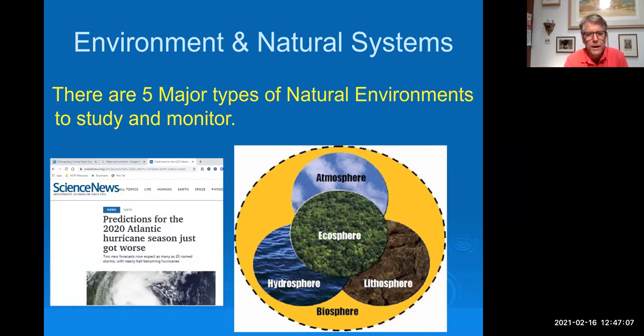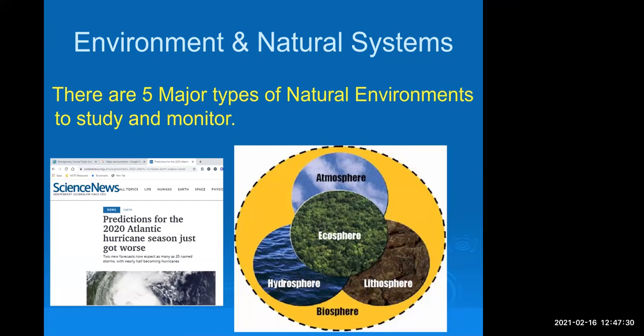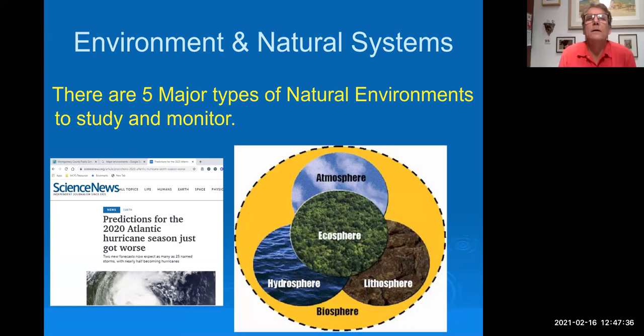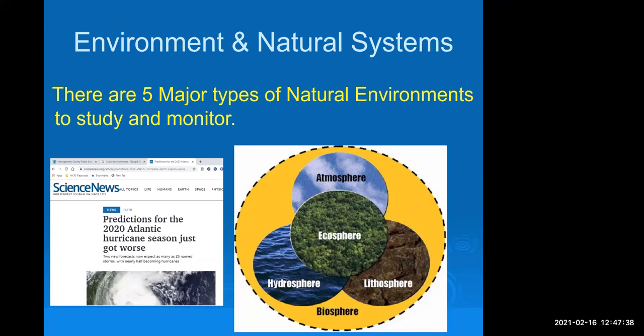And this is another. Predictions for the 2020 Atlantic hurricane season just got worse. So which one of our spheres are hurricanes and tornadoes happening in? Which environment are hurricanes and tornadoes happening in? Ecosphere. I thought it was ecosphere. I think you had it. Ecosphere.